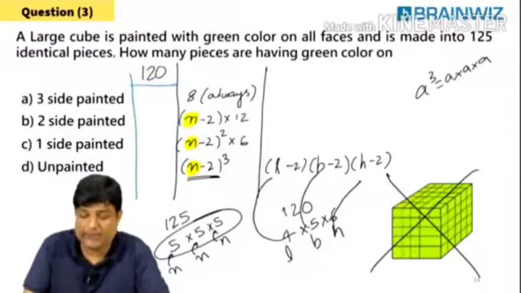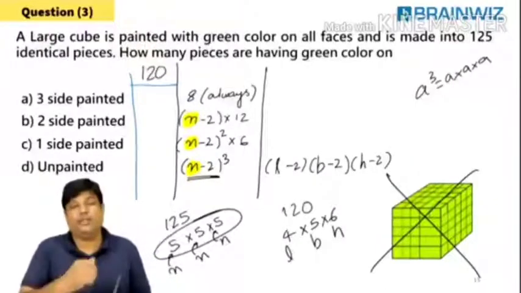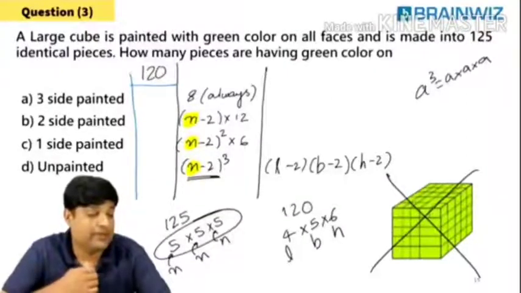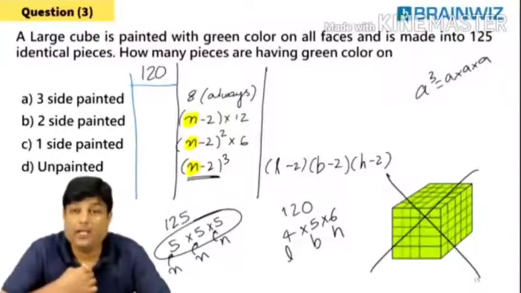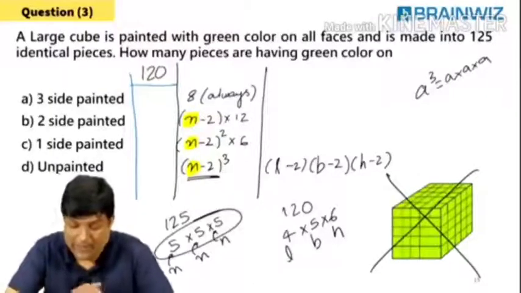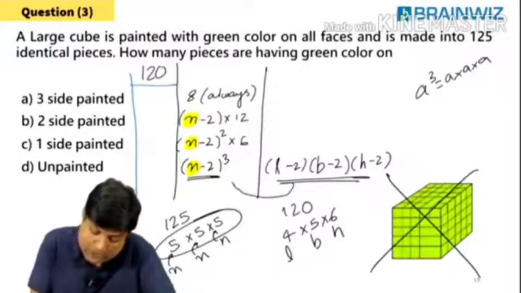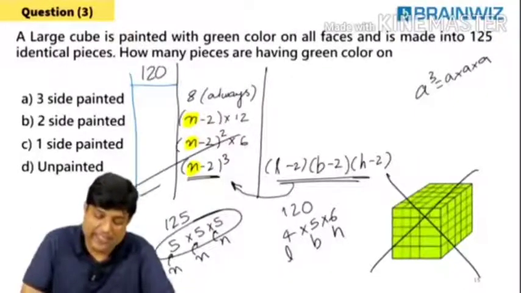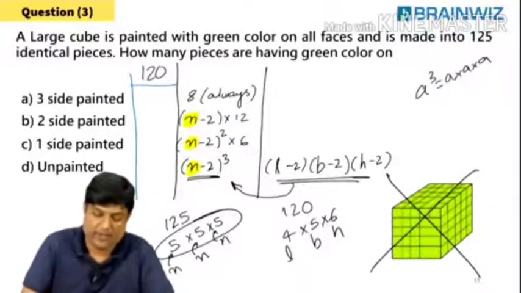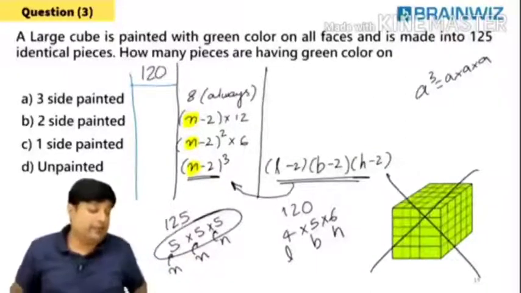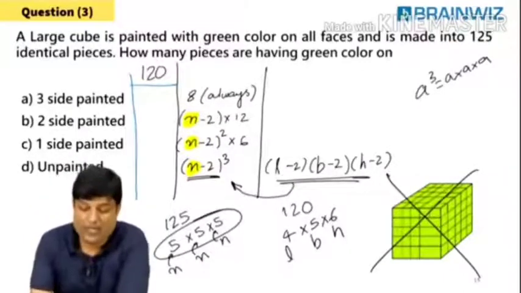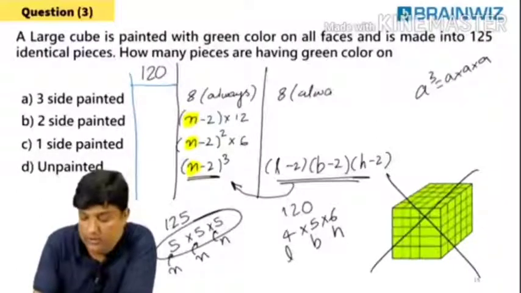A new formula has come, students. What's that? L minus 2, B minus 2, H minus 2. Are you understanding, everybody? It is LBH, not MDH. Both are same formula. But this is with n, and this is with LBH. That's the only small change. Both are same formula. L minus 2, B minus 2, H minus 2. And this 8 is always there.